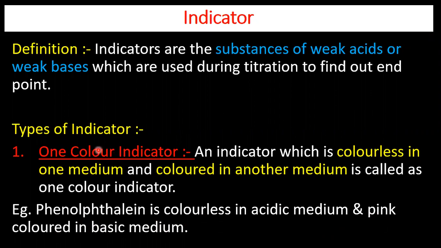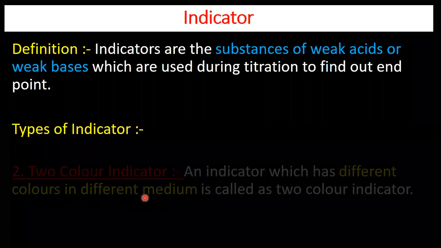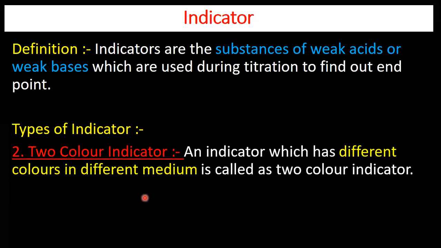So which is called a one color indicator? The indicator which is colorless in one medium, here phenolphthalein is colorless in acidic medium, and colored in another medium, is called a one color indicator, right? Second concept, two color indicator. An indicator which has different colors in different media is called a two color indicator.